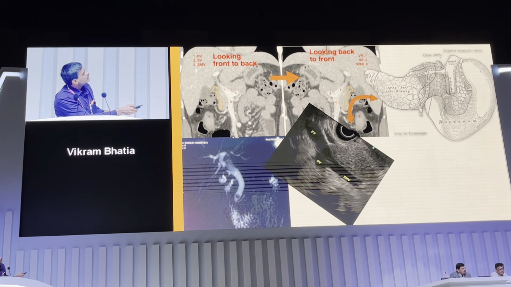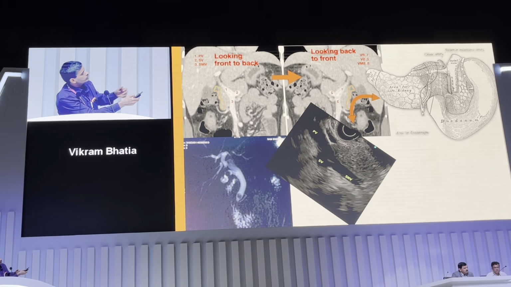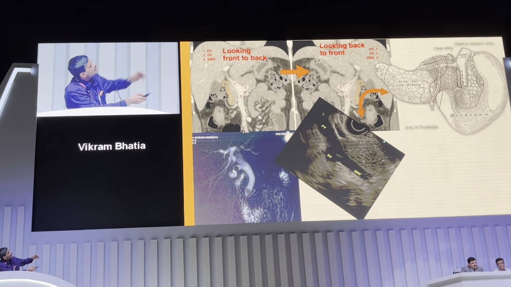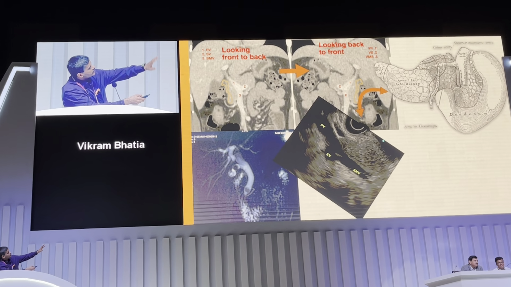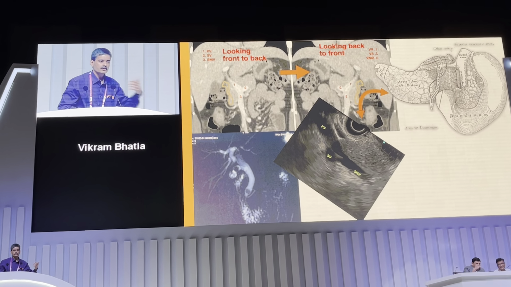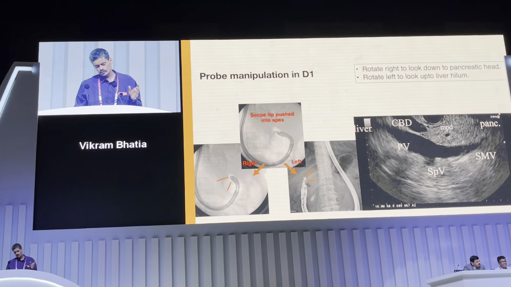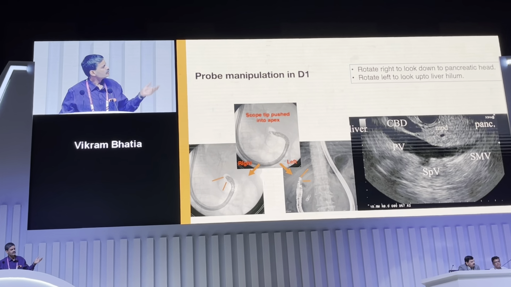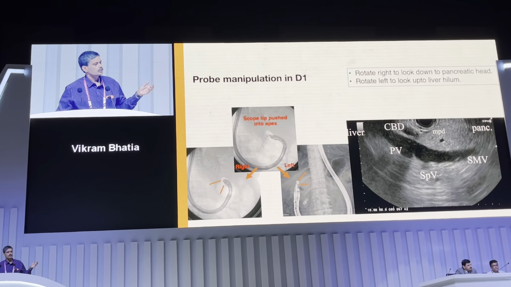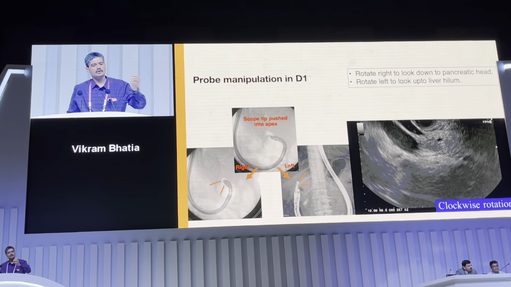This is the portal vein. I'm not sure my pointer is pointing out anything. And you are looking from the right to the left and behind to front. So if you keep that in mind, you will slowly start to understand how you look like this. And then obviously you know that if you are to look down to the papilla, you rotate clockwise.